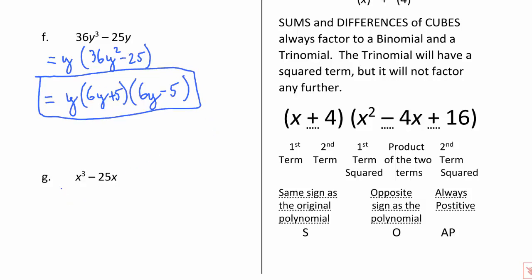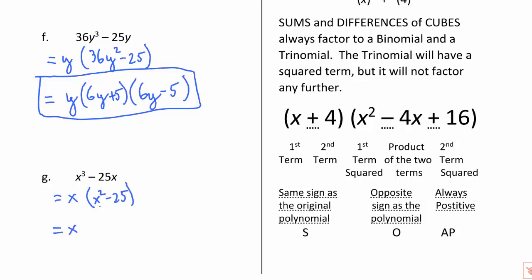Okay, let's look at G here. X cubed minus 25x. The same thing is happening as in the previous problem. We have an x in common, so this is x times x cubed divided by x, which is x squared, and negative 25x divided by x is negative 25.